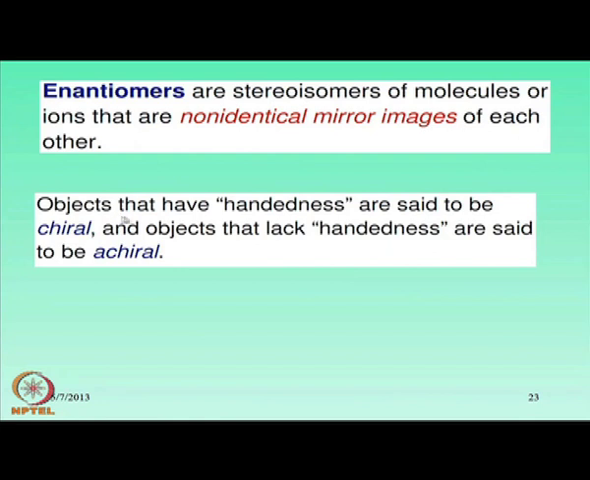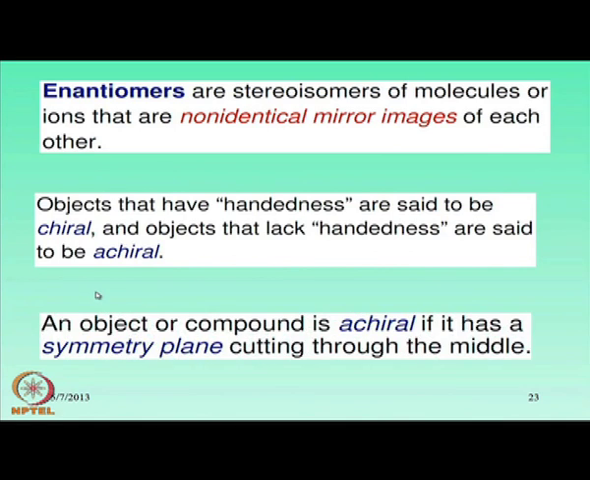Next, we see that objects that have handedness are said to be chiral and objects that lack handedness are said to be achiral. So, it is related to the handedness behavior, that means how the right-handed or left-handed behavior can make us consider the molecule as a chiral molecule, and if that is not there, like in our trans isomer, we consider it achiral. So, achiral molecules are also known to us.